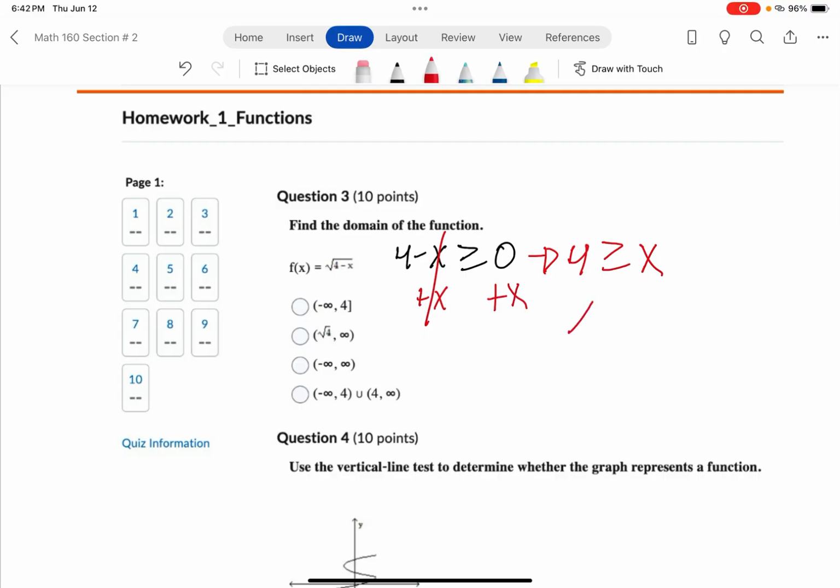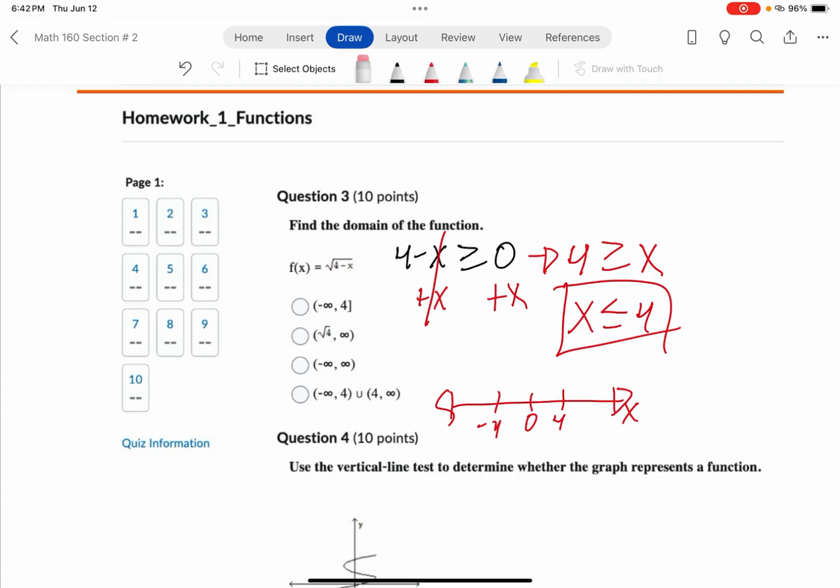If you want, you can rearrange. Put the x first, then flip the sign and write the 4. So x is less or equal than 4. You cannot have 5. You cannot have 6. Only numbers equal or less than 4. So that's why the range, or rather the domain, we're talking about the x-axis in this case. This is the x-axis. If I have 0 here, 4 here, and -4 here, your values will go from here, including the 4, onto negative infinity.